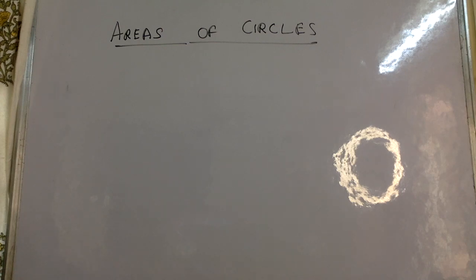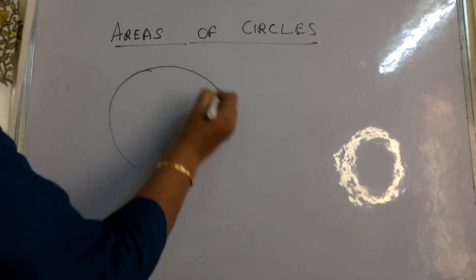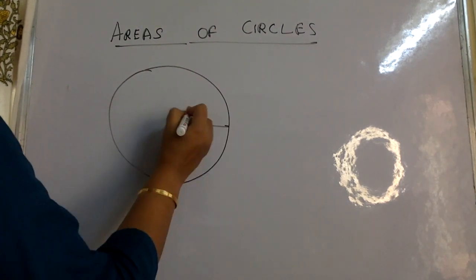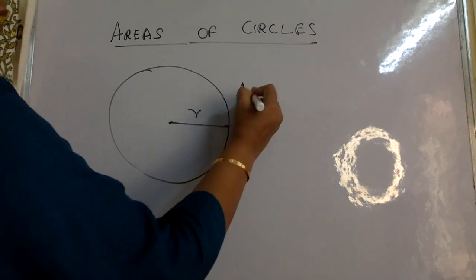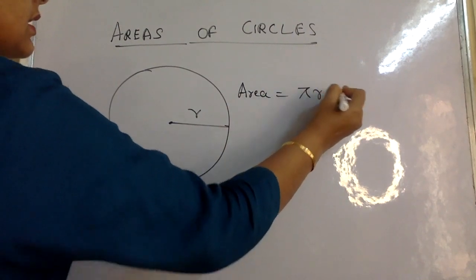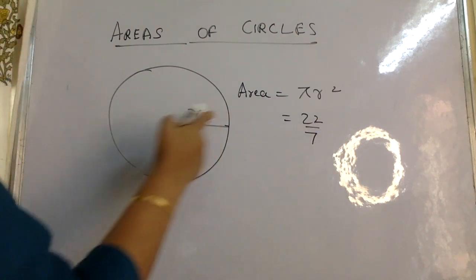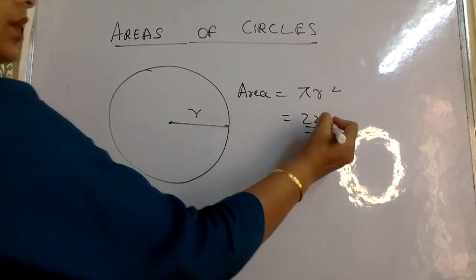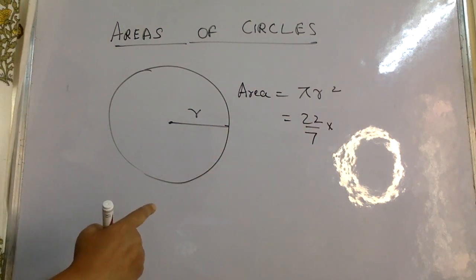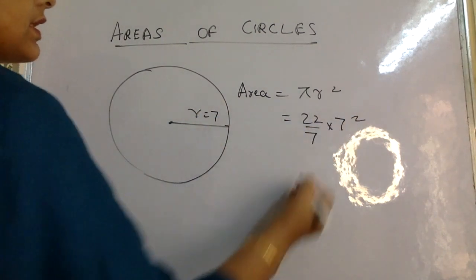Then let's see, what exactly is the area of a circle? If we take this circle, here is the radius of the circle. Then the area of a circle is given as pi r square, where pi is 22/7 and r is whatever value of the radius you get, you have to put it there. So if the radius is equal to 7, then you can put 7 square, like that.